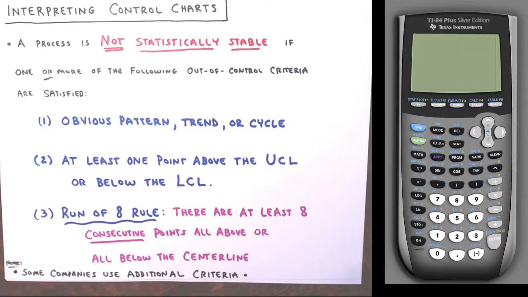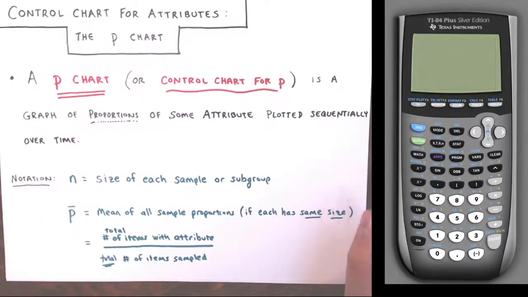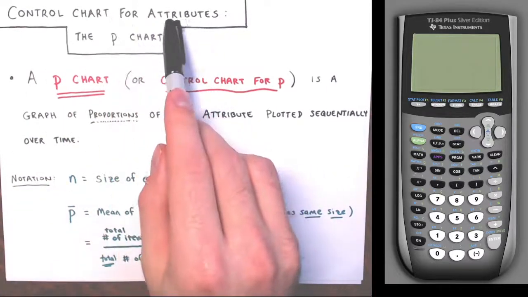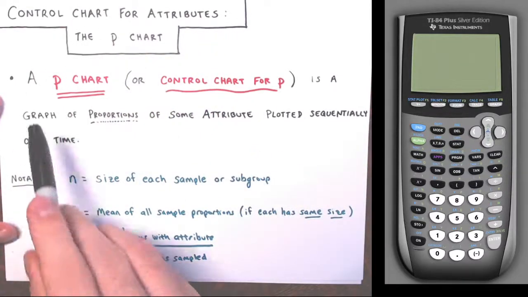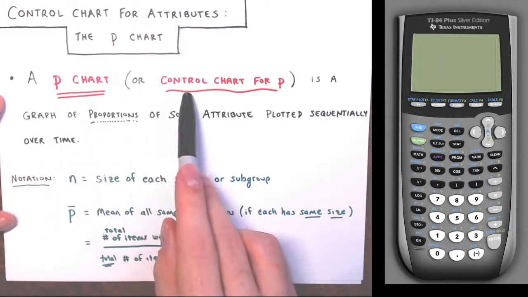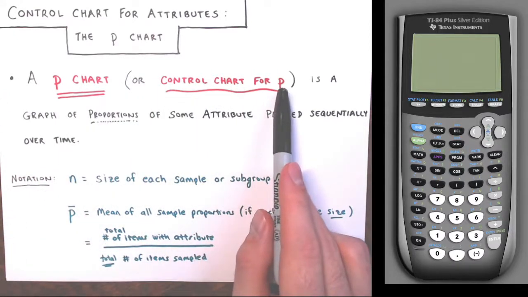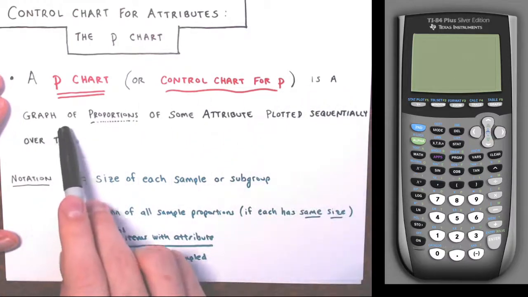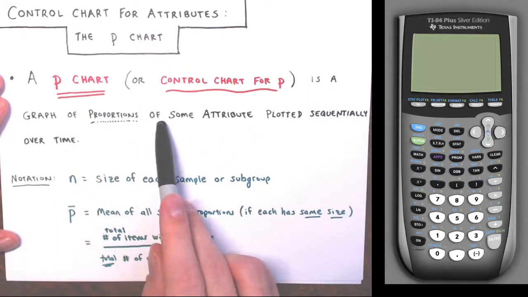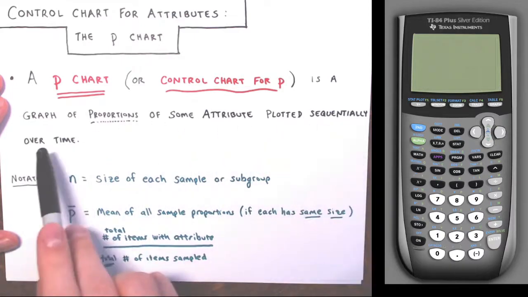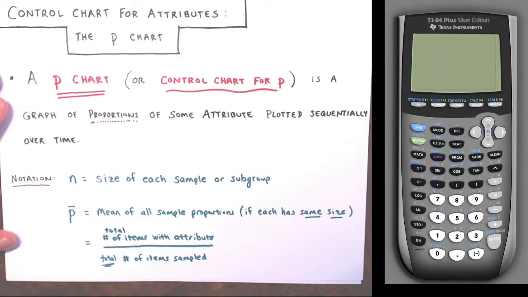All right. So now that I've reintroduced control charts, gone over the same pages I've gone over in the previous couple of videos, let's get to the one specific control chart we're working on in this video, and that is a control chart for attributes: the P chart. A P chart, or control chart for proportions, is a graph of proportions of some attribute plotted sequentially over time, just like any control chart.